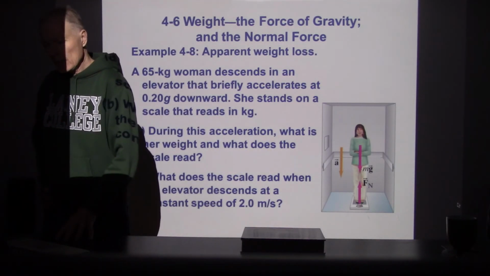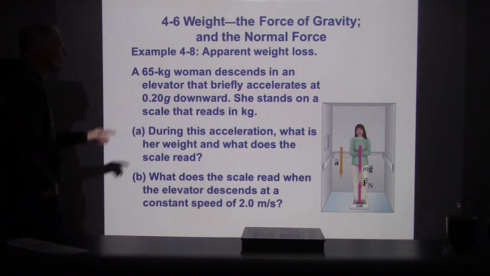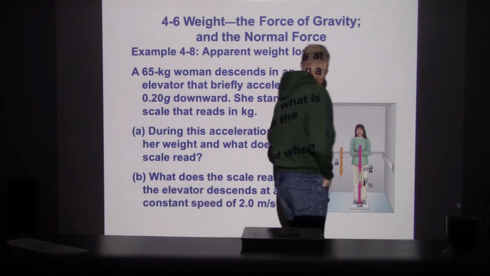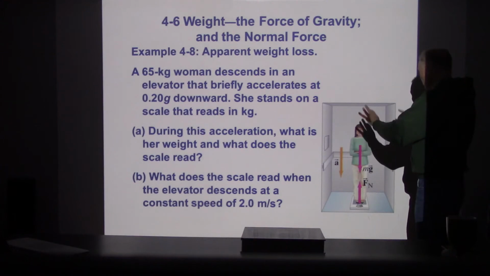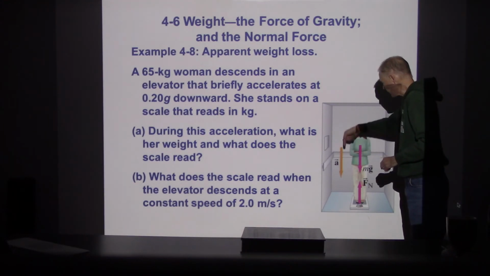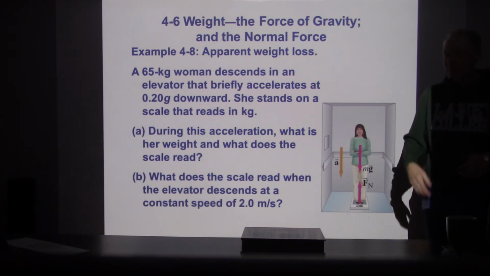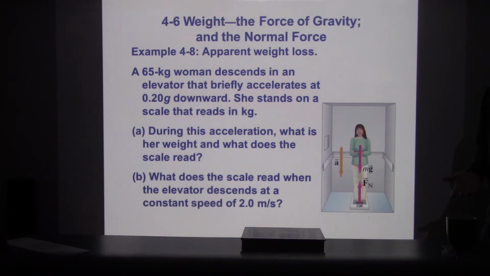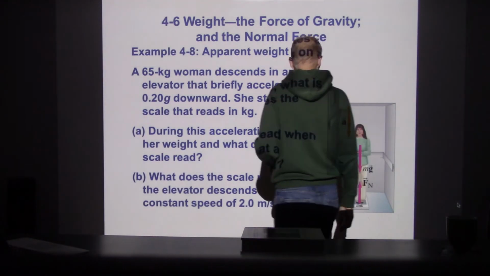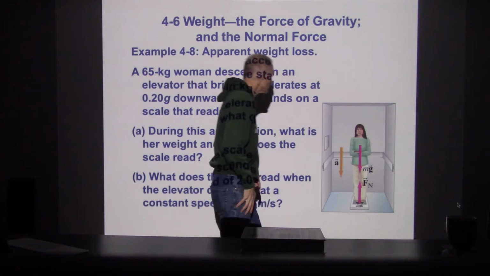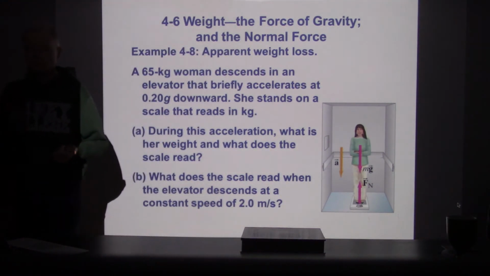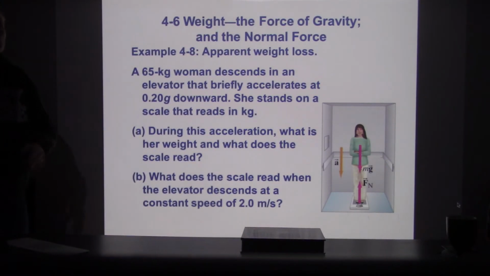Now here is another example with the force of gravity. Here's a person in an elevator. The elevator can be moving at constant velocity. The elevator can be accelerating downwards. The elevator can be accelerating upwards. So we've got a number of different possibilities here. How will the normal force compare with the gravitational force as these accelerations take place? The first thing we want to point out is the person's mass is not changing. The gravitational force will not be changing.